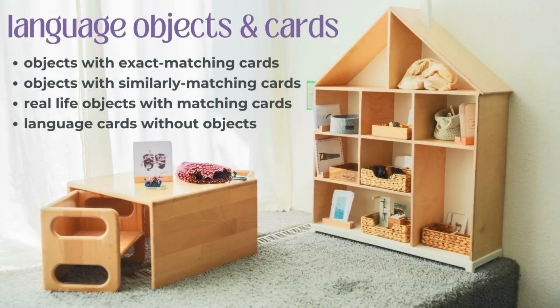Language objects and cards are essential to the child, both for expanding their vocabulary, but also for the categorization and abstraction skills that they're developing. When the child works with these materials, they learn the names of things, they figure out what kinds of things are grouped together and why, and how those things can be represented both as a real-world object, a three-dimensional replica, and a two-dimensional image. And we use the same word for all three of those things.